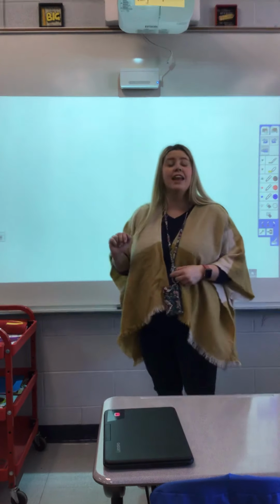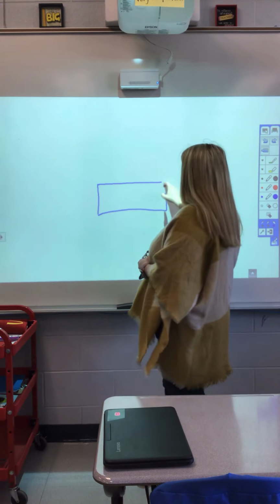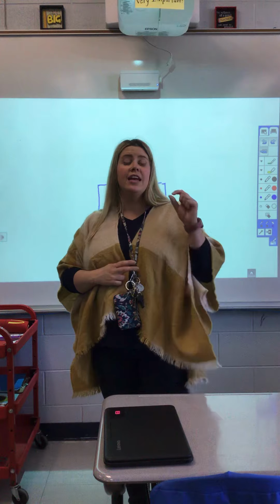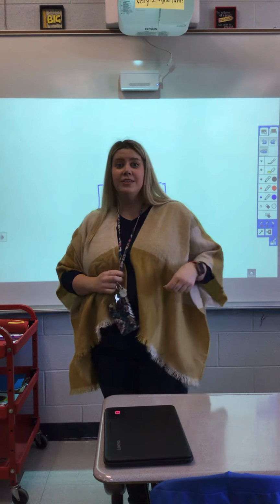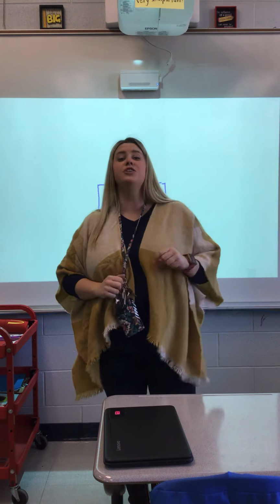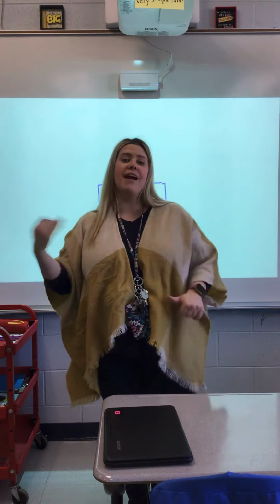I want you to go ahead and draw a rectangle again. This time, partition it into 7 equal parts. So that means you'll draw 6 lines and label each part with its unit fraction. You can hit pause. Once you have it done, come back to check.